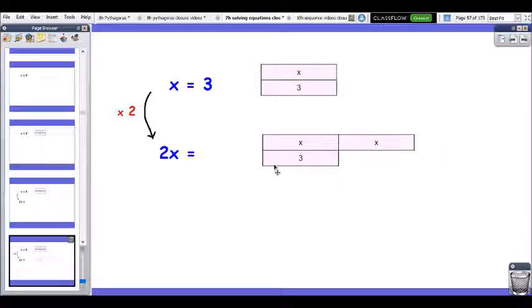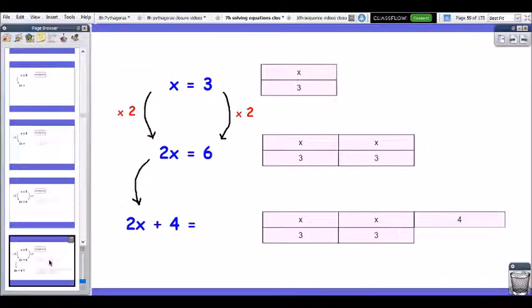So let's think, what would 2x have to be equal to? If you look at this image, if 1x equals 3, what would 2x have to be? We know using balancing from last lesson that if I double the other side of the equation, so 3 times by 2, that gives me 6. So 2x equals 6.